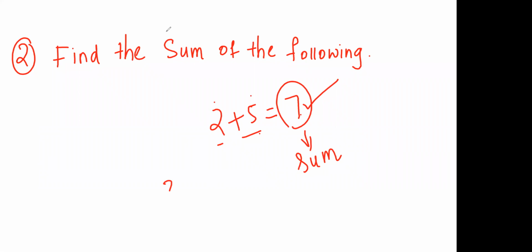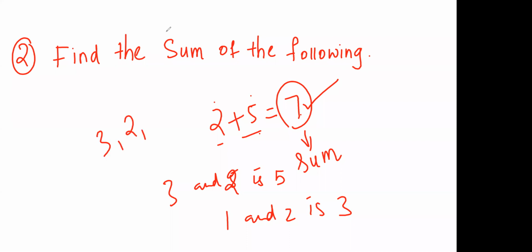The sum of 3 and 2 is how much? 5. The sum of 1 and 2 is 3. Like that. After you add any numbers, not only two numbers, you can add more than two numbers also. Suppose I ask the sum of 3, 2, 1. You have to add these three numbers. 3 plus 2 is 5, 5 plus 1 is 6. So the sum of 3, 2, 1 is 6.